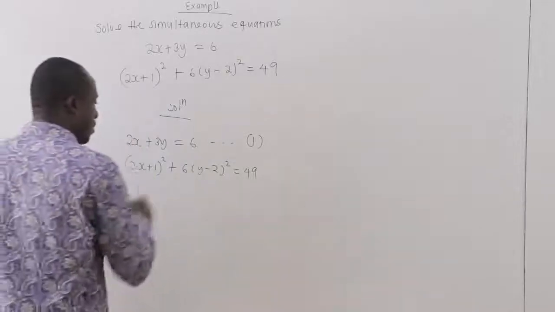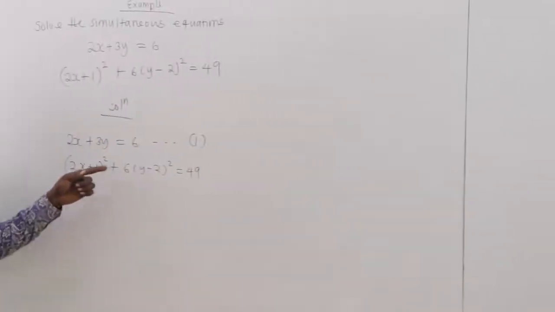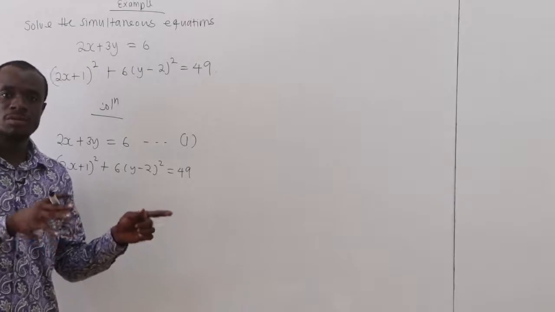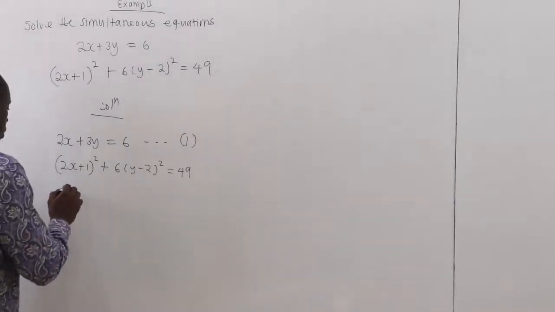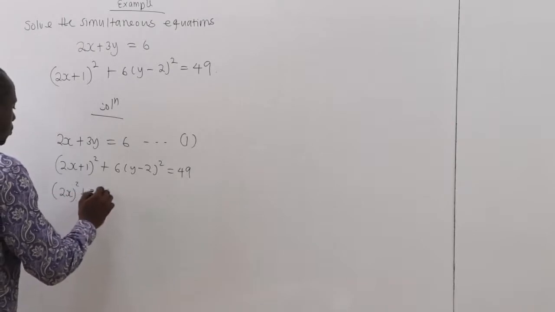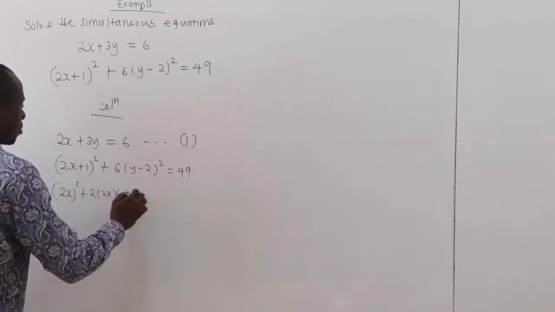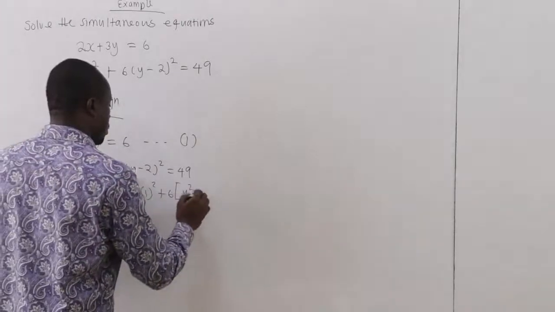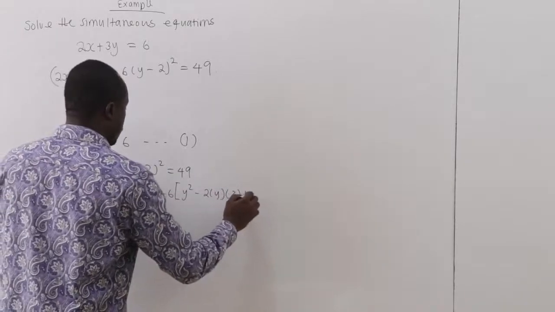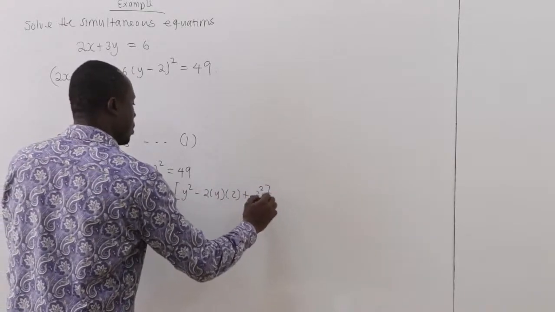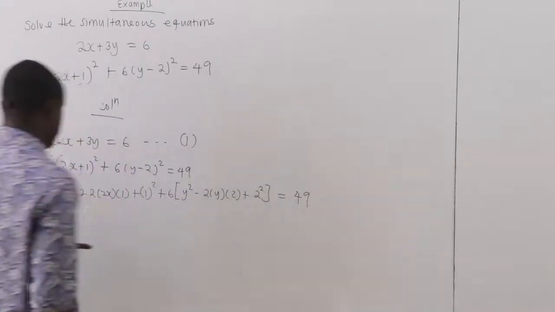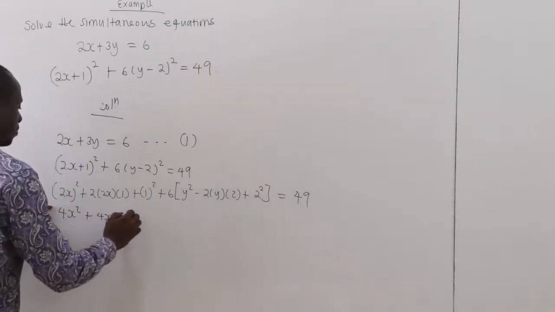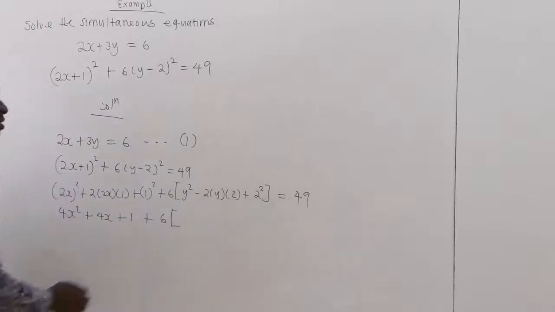Now let's see, we can still simplify this. This is of the form (a plus b) all squared, which is a squared plus 2ab plus b squared, and (a minus b) all squared, which is a squared minus 2ab plus b squared. So here, that is a squared plus 2ab plus b squared, and then (a minus b) squared equal to 49. Now what are we getting here? 4x squared plus 4x plus 1. Let's simplify the bracket.